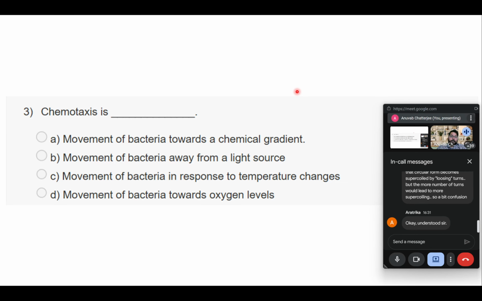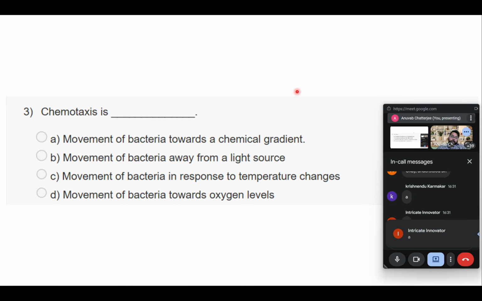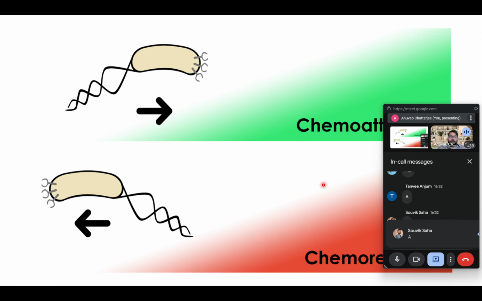Movement of bacteria towards a chemical gradient, movement of bacteria away from a light source, movement of bacteria in response to temperature changes, movement of bacteria towards oxygen levels. So we have a string of answers still coming through. I'll give you a second to try and answer this. Okay, so everyone has answered A. We are still having more answers coming in as A. So just let us look at it.